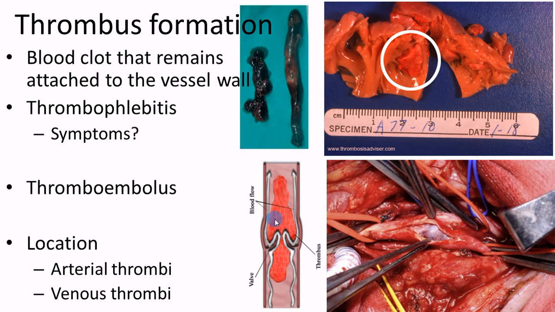If it breaks free, now it's considered an embolus, and we call it a thromboembolus. So thrombophlebitis is when the tissue or the cell is actually inflamed because of this thrombus accumulating. So here you can see another one built up in the actual heart itself.